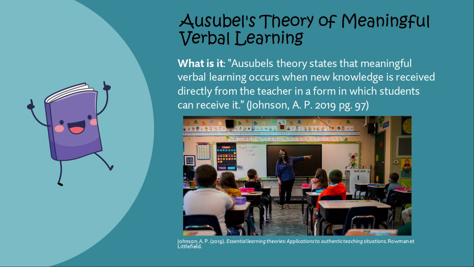The next learning theory we're going to do is Ausubel's theory of meaningful verbal learning. Ausubel's theory states that meaningful verbal learning occurs when new knowledge is received directly from the teacher in a form in which students can receive it. What this means is students are going to hear a teacher speak, or they're going to present something on a projector or a television, and they're going to be able to understand the content immediately.